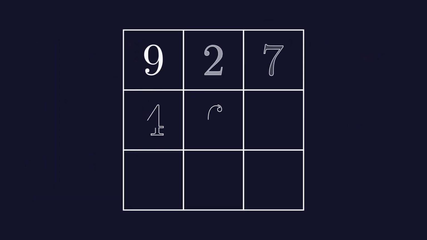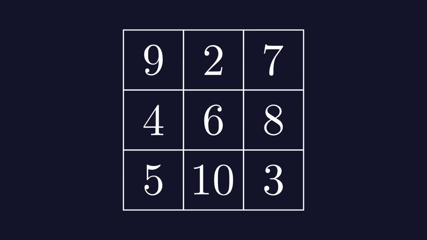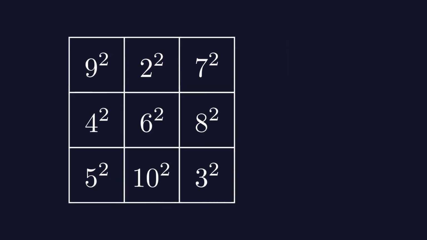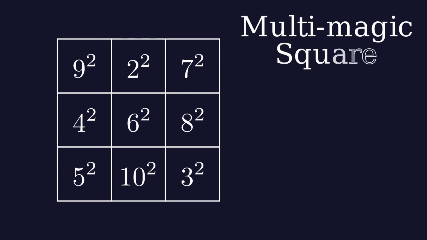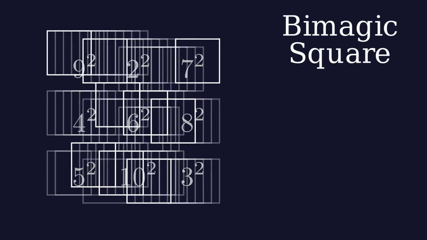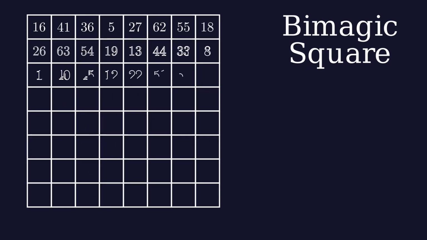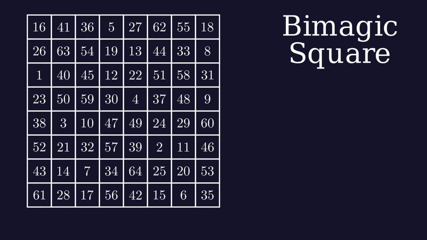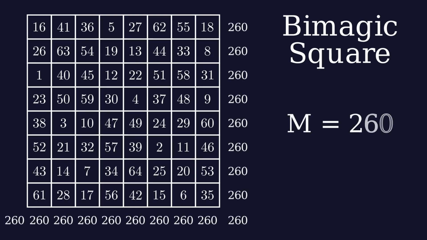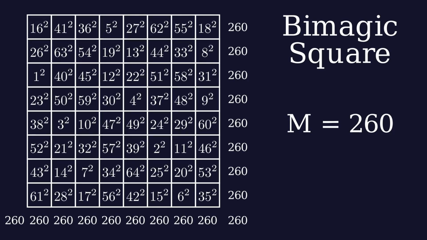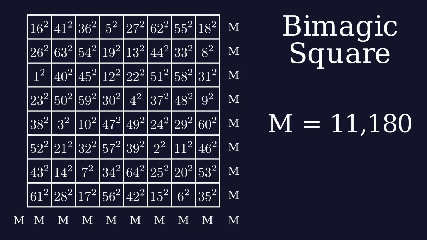When a magic square remains magic, even after the numbers are raised to a power, it is known as a multi-magic square. A specific type of multi-magic square is the bi-magic square, where the numbers are squared. For example, consider an 8x8 magic square, with the magic sum of 260. When each number in this square is raised to the power of 2, a new magic square is formed with a magic constant of 11,180. Therefore, this magic square is classified as a bi-magic square.